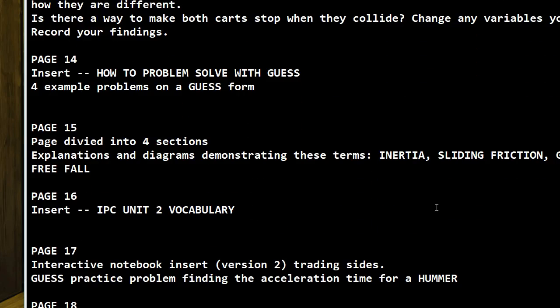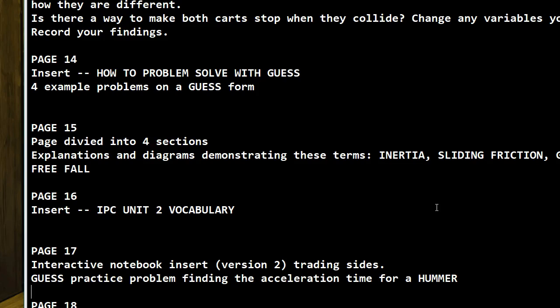Page 13 also has an insert about problem solving with GUESS and 4 example problems that we worked in class. So this is how I want you to work math problems for me, and we've started some homework that uses this, so that's what I'm looking for on there.